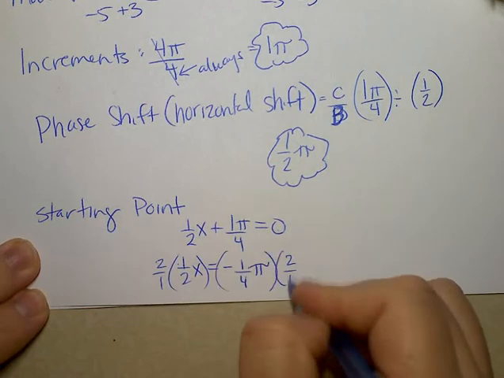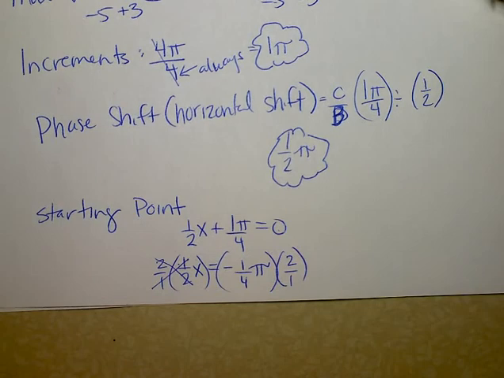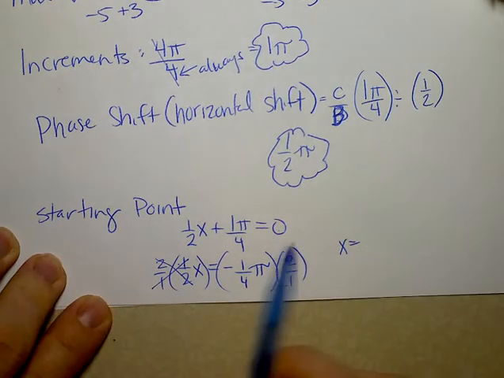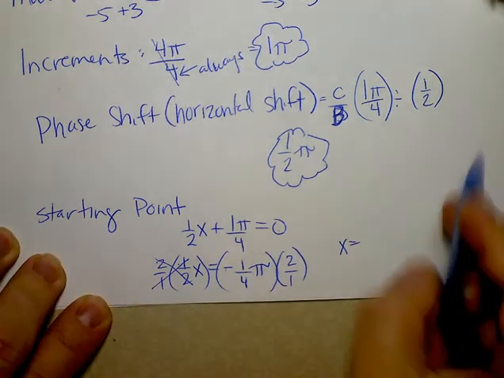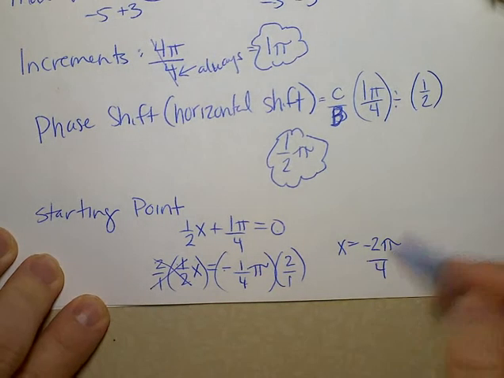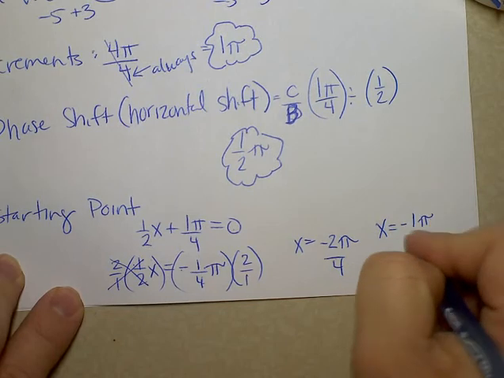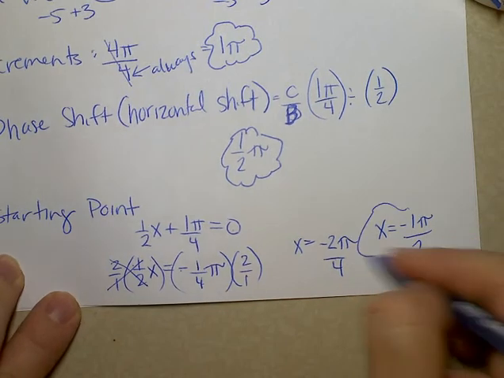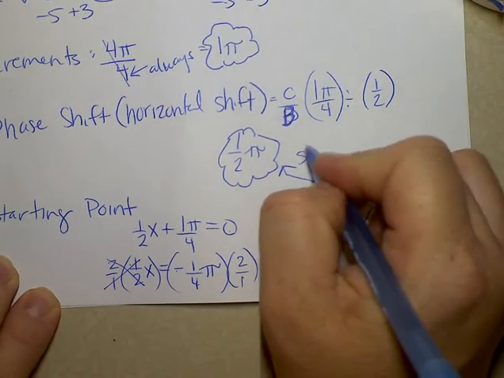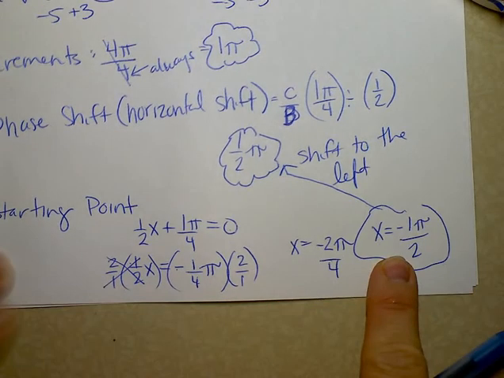And although we say the 2's and the 1's cancel out, they disappear, really, what do they turn into? They turn into the number 1. So I have x equals negative 2 pi over 4. The negative 2 over 4 reduces to an answer of negative 1/2 pi. What does this tell me? It tells me when I go back up here that I'm going to need to shift to the left. Why to the left? Because this value is negative.